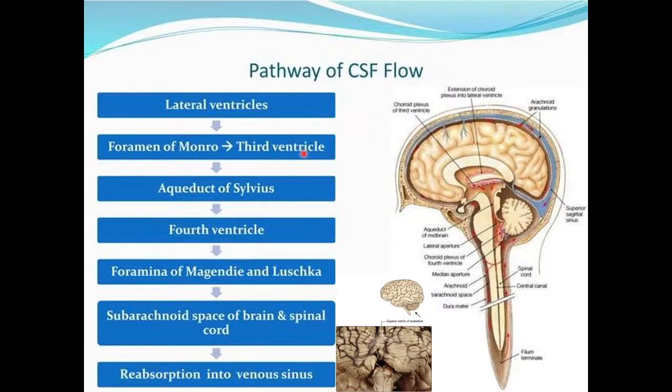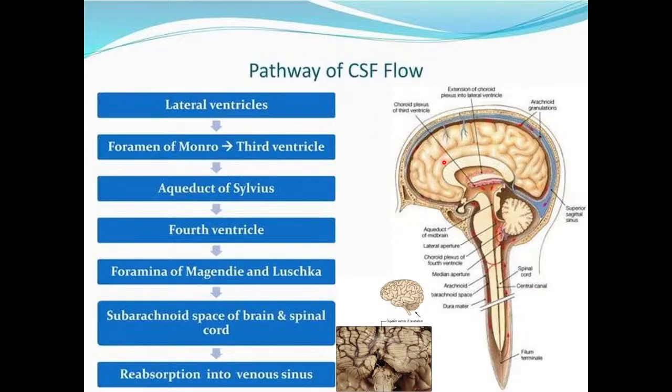So here is the pathway of CSF flow. We are going through the anatomy of CSF flow. As I said previously, there are two lateral ventricles that open through the foramen of Monro into the third ventricle. The lateral ventricle lies in the parasagittal plane, so it is not visible in this mid-sagittal plane.